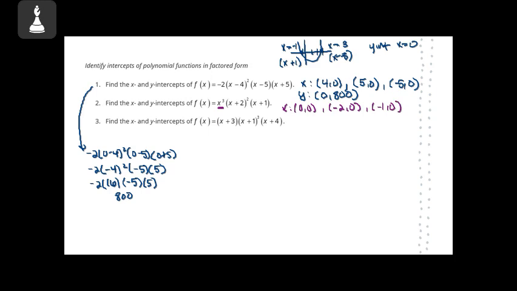So if I want to find the y-intercept here, I'm going to plug in 0. So 0 cubed, 0 plus 2 squared, 0 plus 1. Well, 0 times anything is going to be 0. So the y-intercept is 0, 0. There's actually no work for that one.